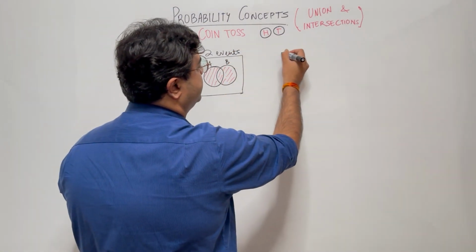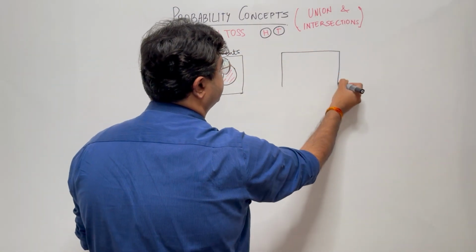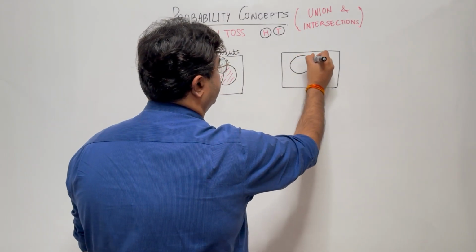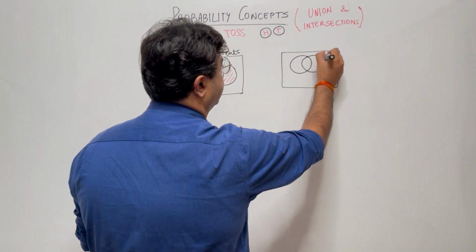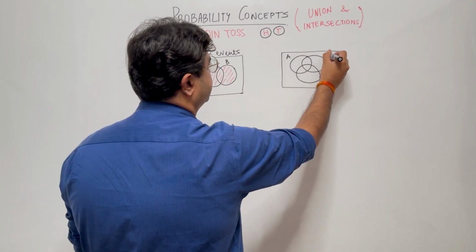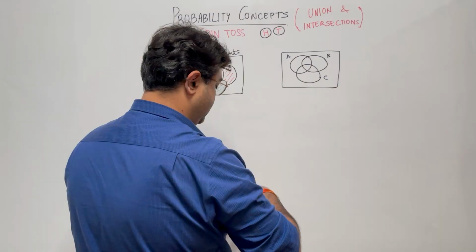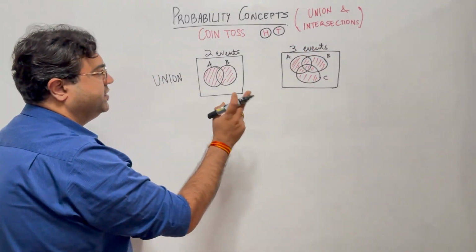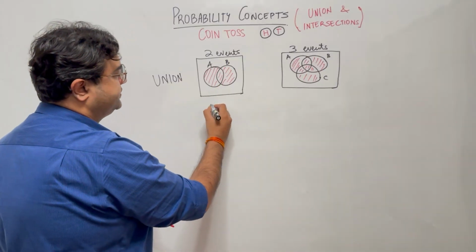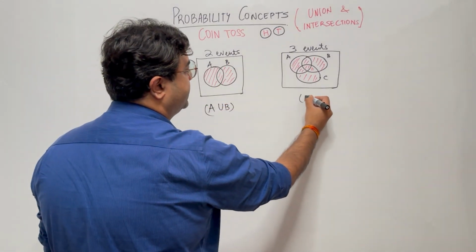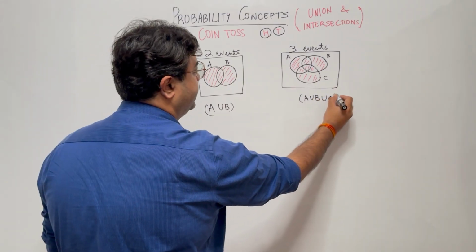Now let's see what it is for three events. So we have one event, a second event, and a third event. This is A, this is B, and this is C. This is the union of A, B, and C, and it is written as A union B union C.